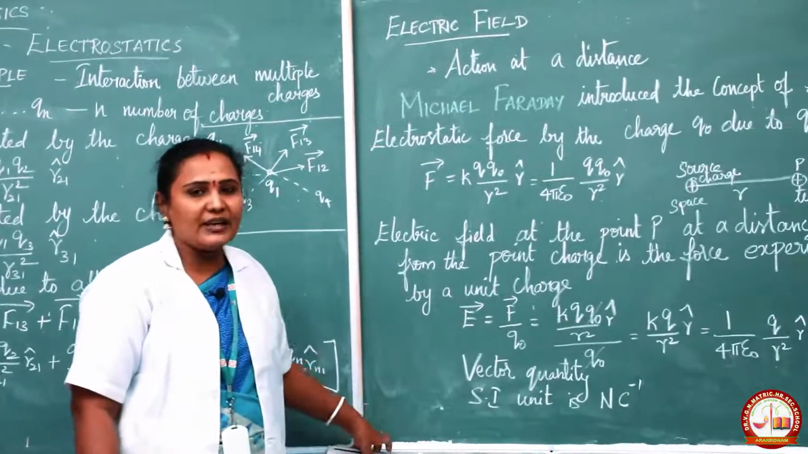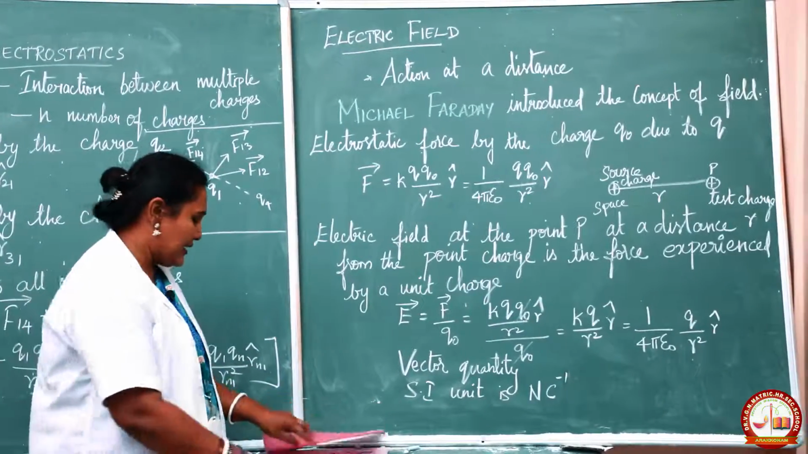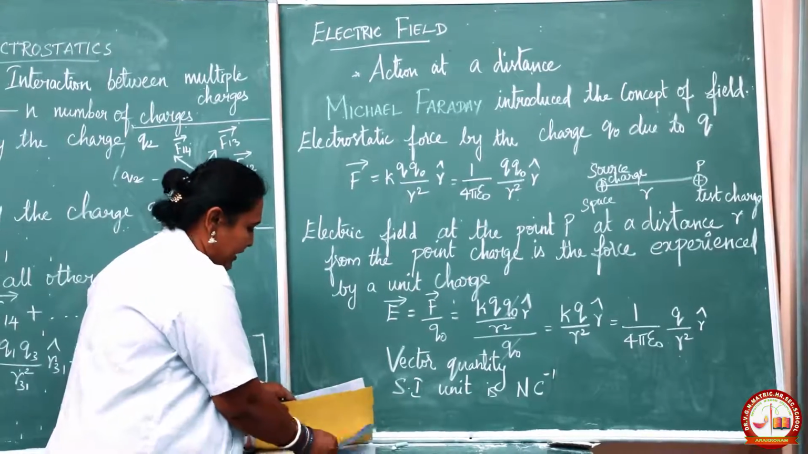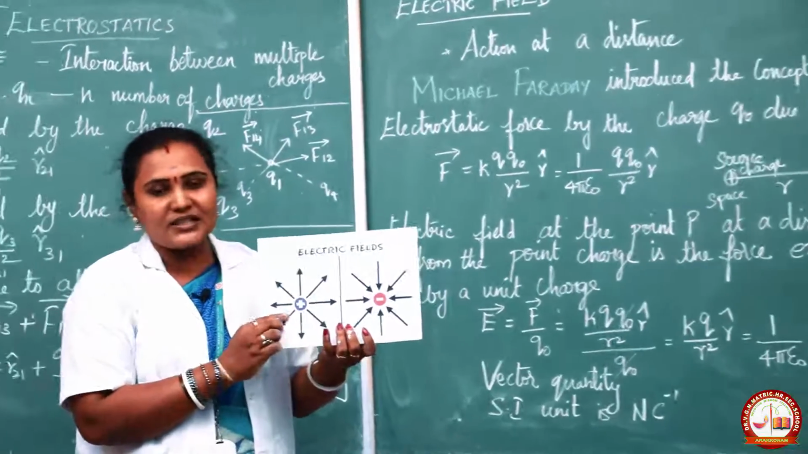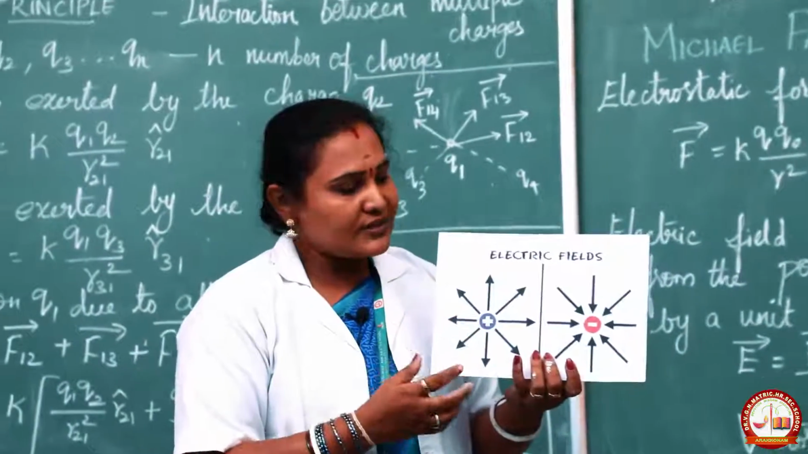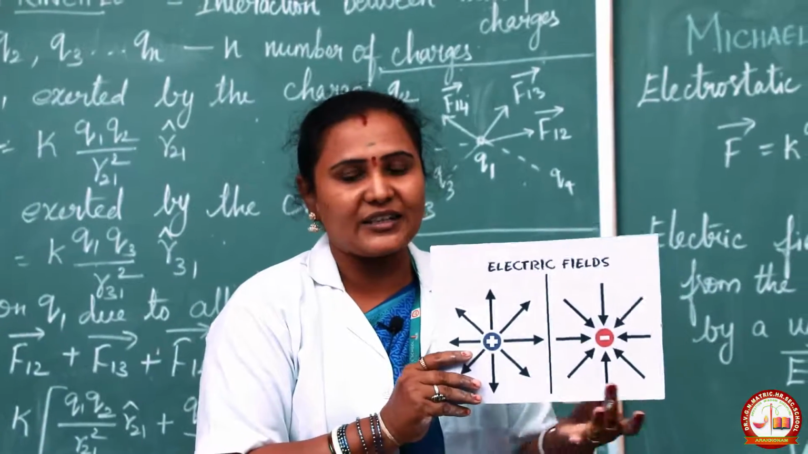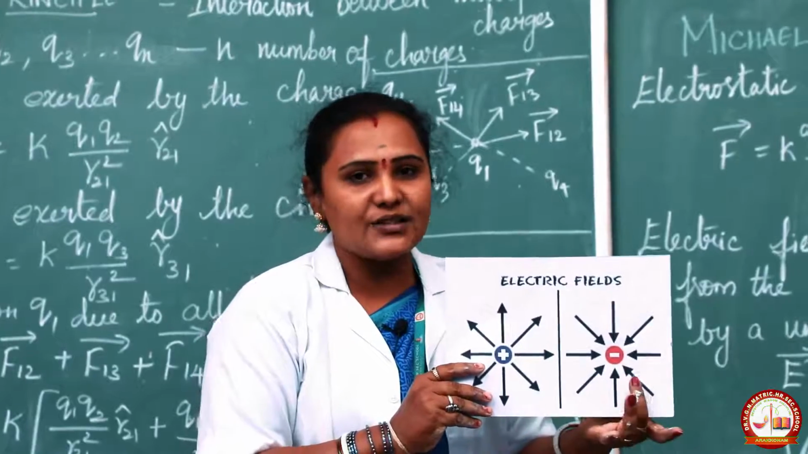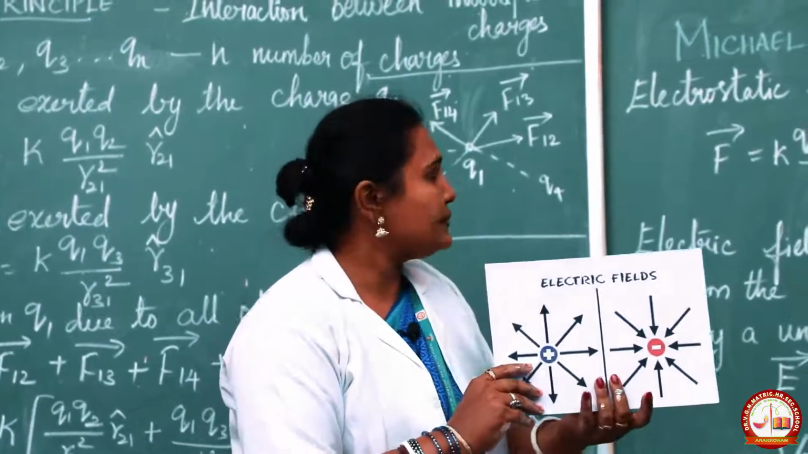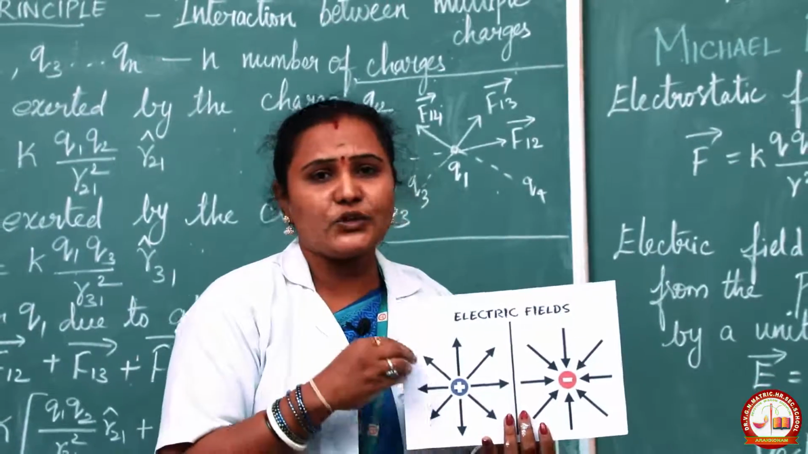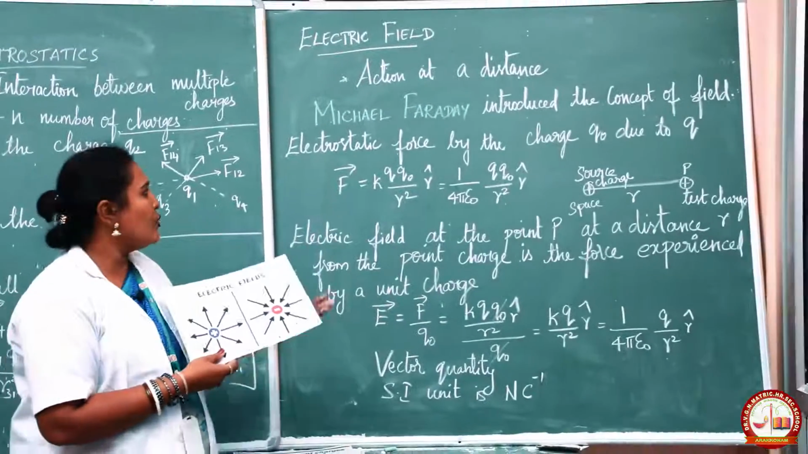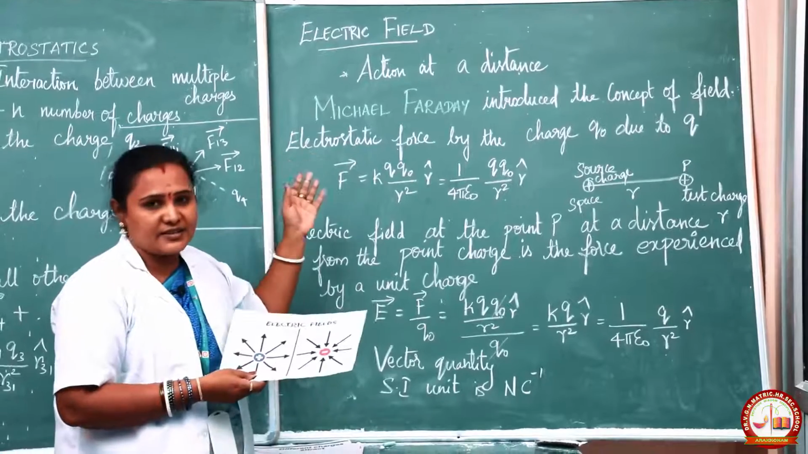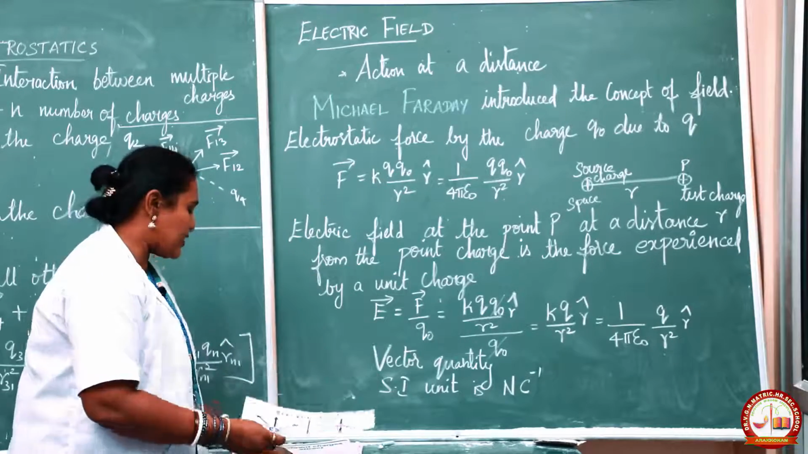We know very well about the electric field. I'll show you one model, one diagram for this electric field, and you can see positive and negative charge. So this represents the electric fields. The electric field has both positive as well as negative charge. So before moving to the definition of this electric field, we are going to see what is action at a distance. So what do you mean by action at a distance?